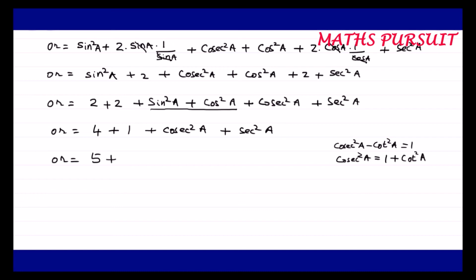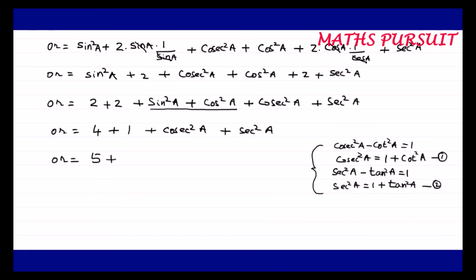Let it be our equation 1. Similarly, we also know that sec square a minus tan square a is equal to 1, or I can write sec square a is equal to 1 plus tan square a. Let us make it equation 2. I just derived these two things from the identities that we know. From those identities, I am able to derive that cosec square a is equal to 1 plus cot square a. Similarly, sec square a is equal to 1 plus tan square a. That is what I am able to derive.